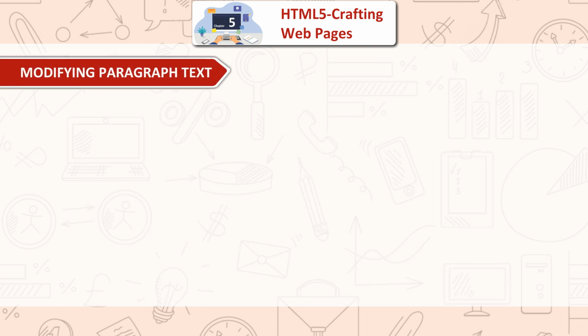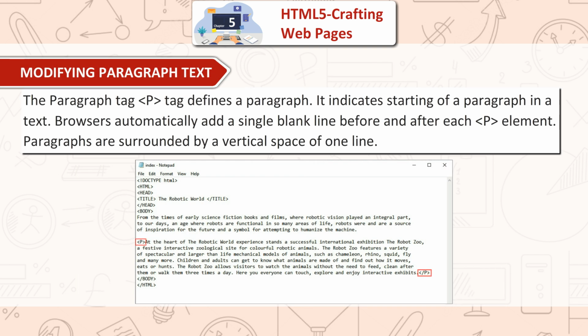Modifying paragraph text. The paragraph tag, P tag, defines a paragraph. It indicates the starting of a paragraph in a text. Browsers automatically add a single blank line before and after each P element. Paragraphs are surrounded by a vertical space of one line.